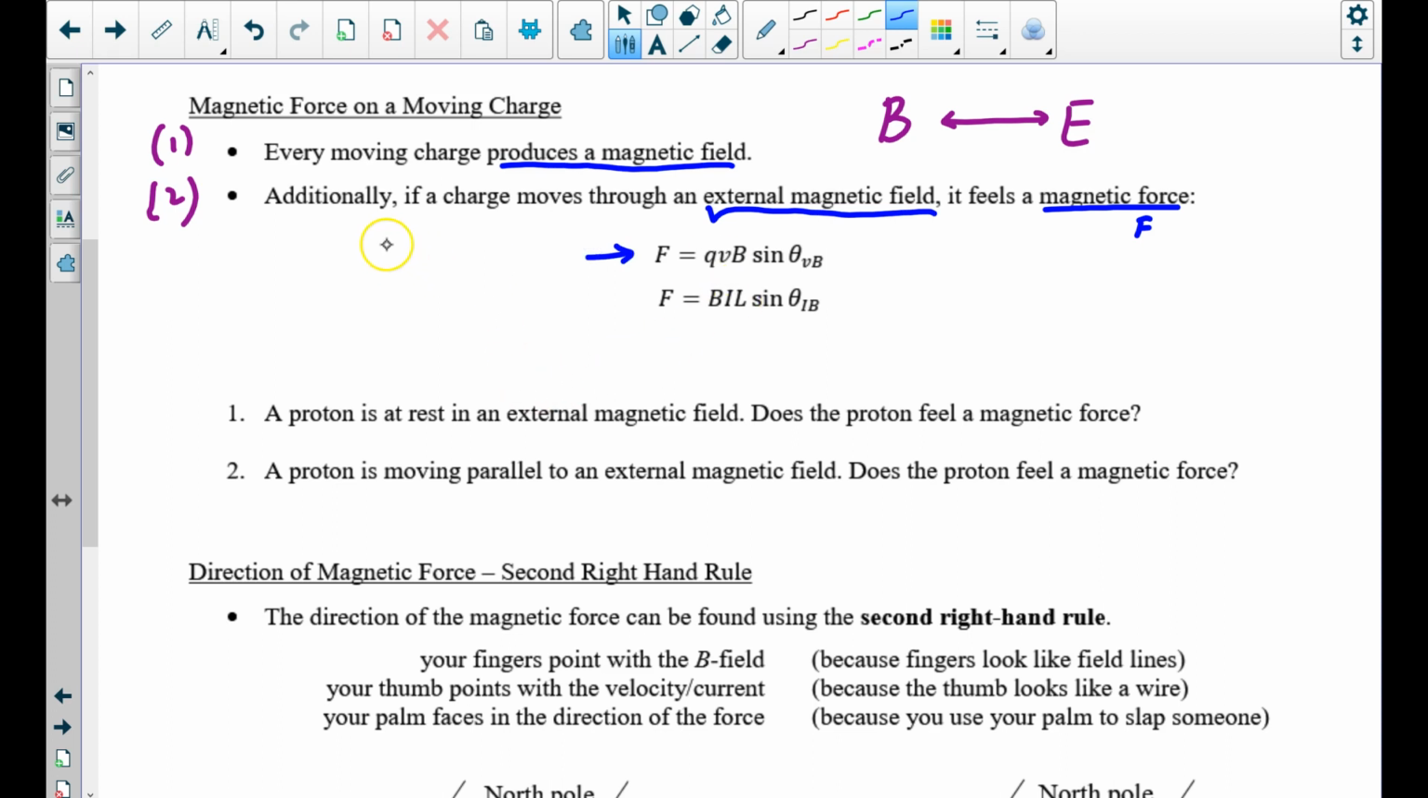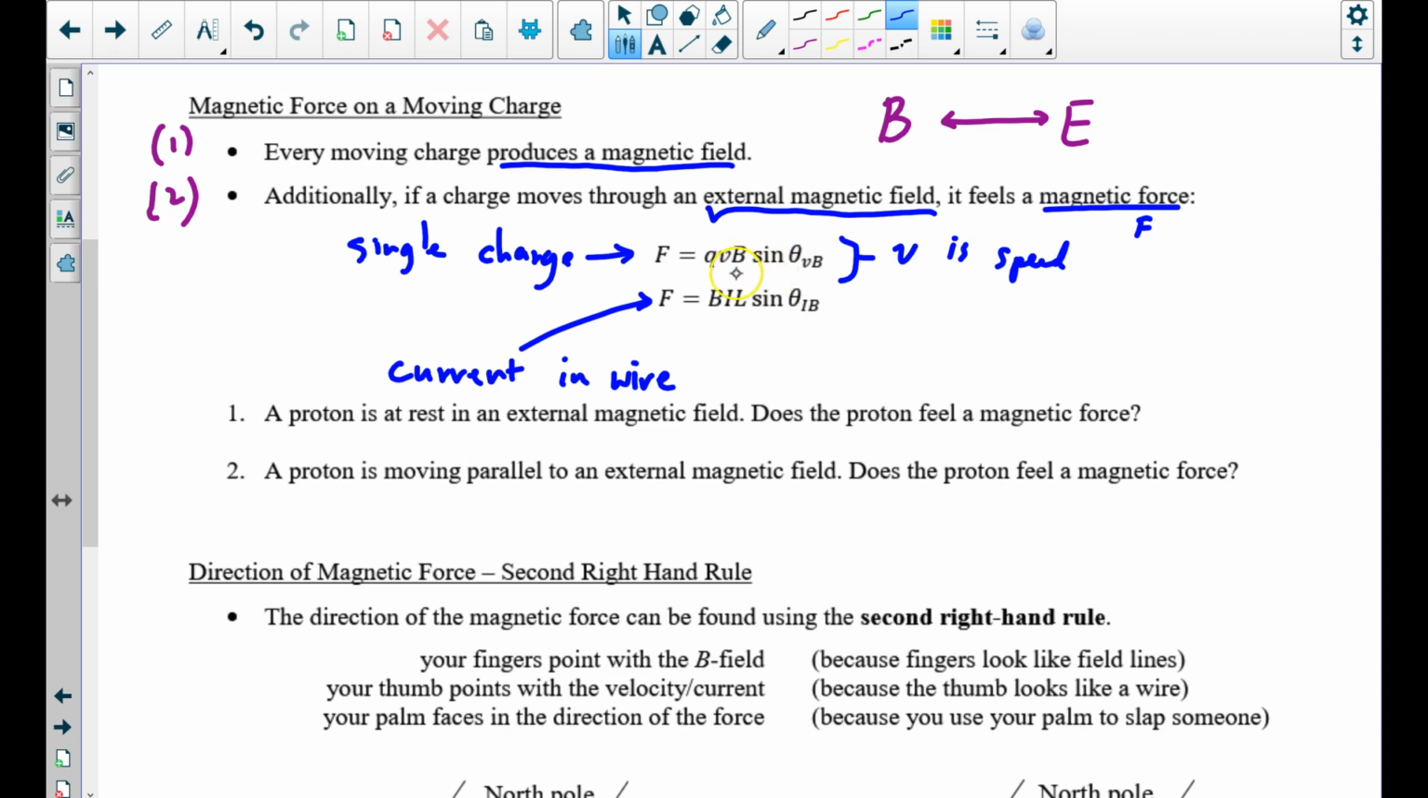We can calculate that magnetic force F in two different scenarios. The first equation is for a single moving charge, and the second scenario is for lots of charges, or in other words, a current in a wire. In the top equation, Q is the charge, V is the speed of the charge. B, of course, is the magnetic field strength, or the flux density. In the bottom equation, I is the current traveling, and L is the length of the wire.